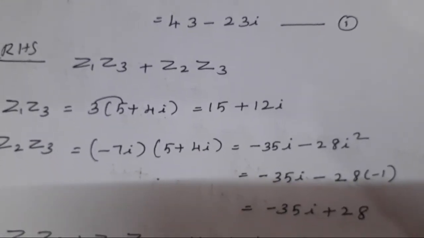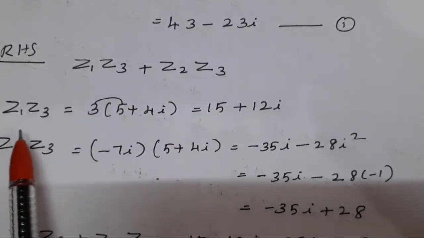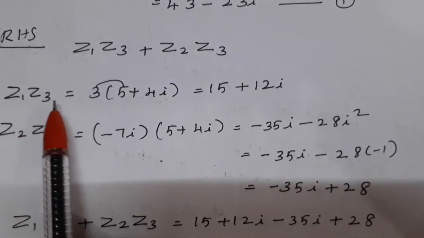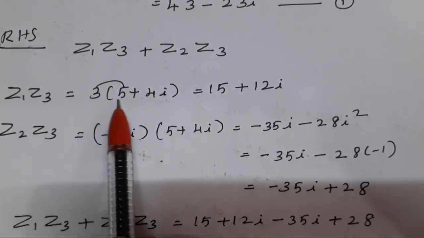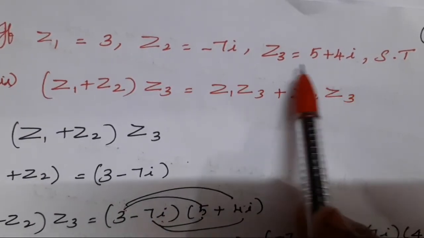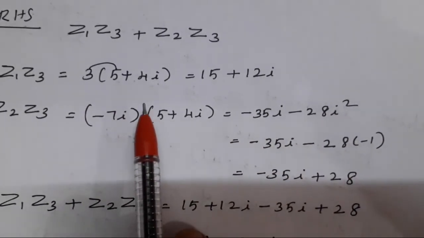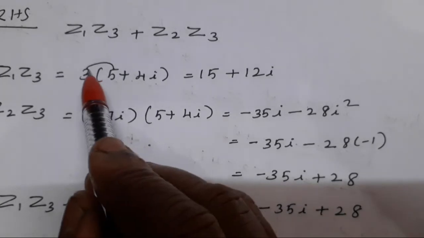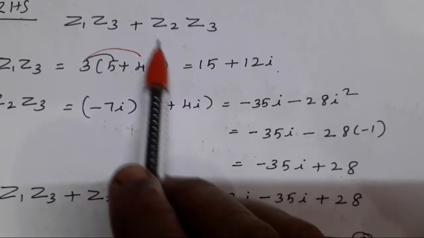Similarly, come to the RHS. Our RHS is Z1 into Z3 plus Z2 into Z3. First I find the value for Z1 into Z3. Very simple. Z1 is 3. What is our Z3? 5 plus 4i, I refer to the question. Just I substitute here: 3 into (5 plus 4i). 3 5s are 15, 3 4s are 12i. So 15 plus 12i.